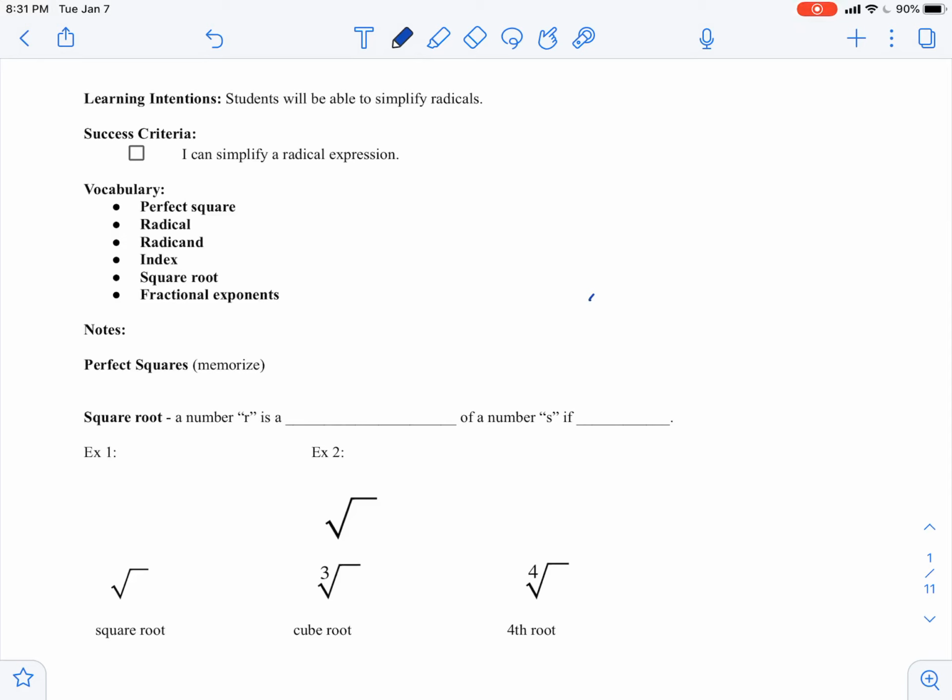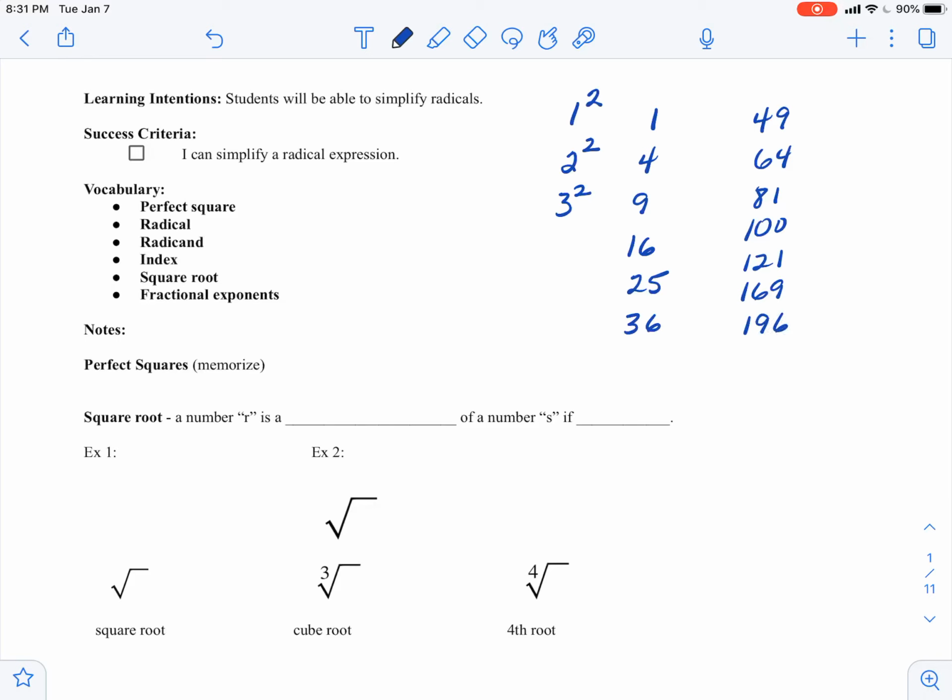We're going to go ahead and jump in with talking about what the perfect squares are. And if you'll remember the perfect squares, what I'm talking about is that if I take 1 squared, I get 1, 2 squared is 4, 3 squared is 9, and so forth. So my perfect squares are 16, 25, 36, 49, what would be next? 64, 81, 100, 121, 169, 196. Now that gets us up to 14 squared.